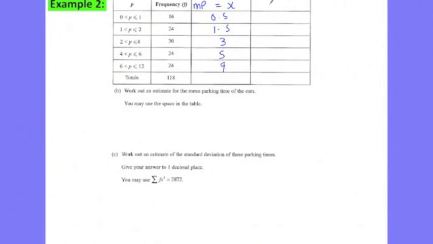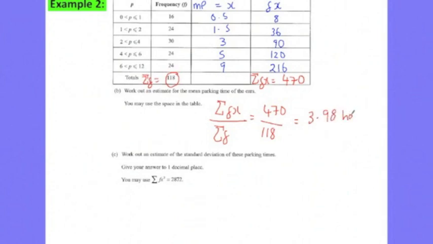Once we have our midpoints, we can then calculate fx, just like we're finding the mean from the grouped frequency table. So we're multiplying our frequency, this column, with our midpoint, this column for x. 16 times 0.5, 8, 36, 90, 120, 216.